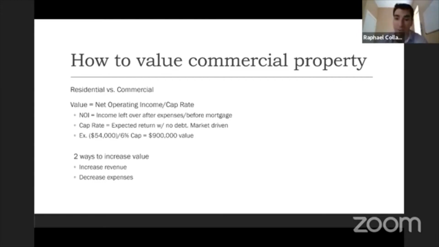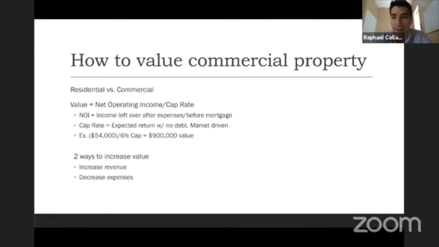Unlike commercial real estate, where especially income producing commercial real estate is going to be valued based on the income approach. The income approach is essentially how much does the property produce? How much income does a property produce? And the equation that we use to determine the value of a commercial property is listed right here, which is value is equal to net operating income and cap rate divided by cap rate.